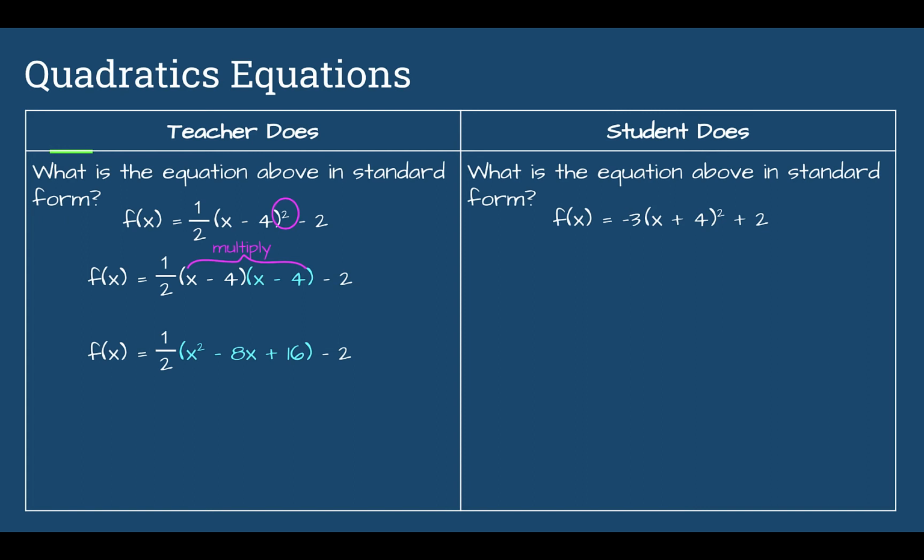Now that we've multiplied it out, we are going to distribute our leading coefficient to everything in the parentheses. So 1/2 times x squared, 1/2 times negative 8, 1/2 times 16. I end up with 1/2 x squared minus 4x plus 8. And then our last step, you are going to combine the last two numbers, your two constants. So positive 8 minus 2 is positive 6. Now we have our function in standard form, 1/2 x squared minus 4x plus 6.